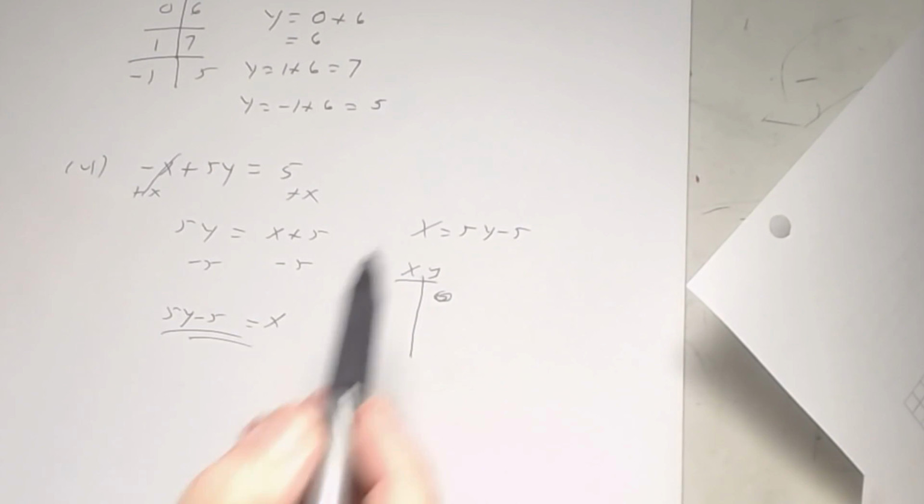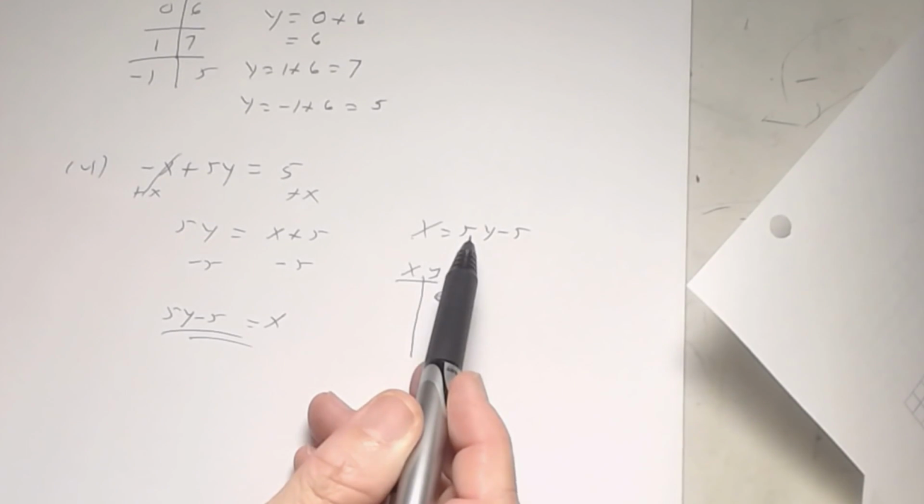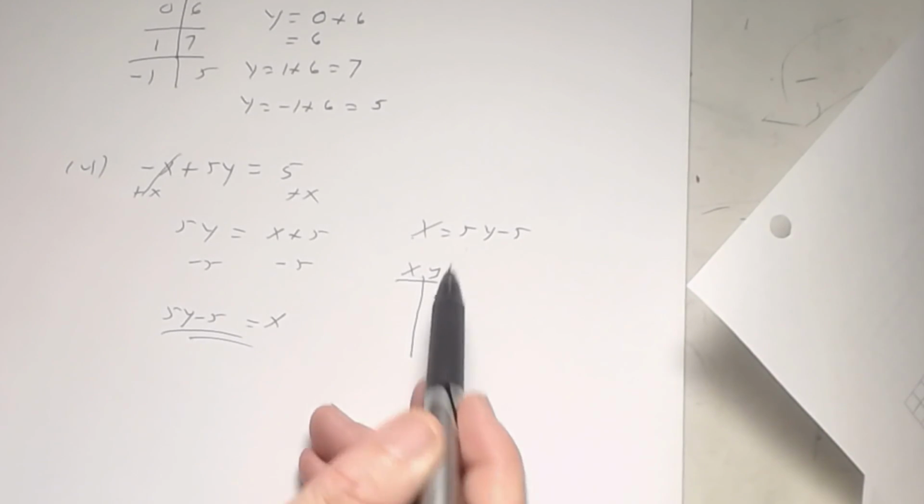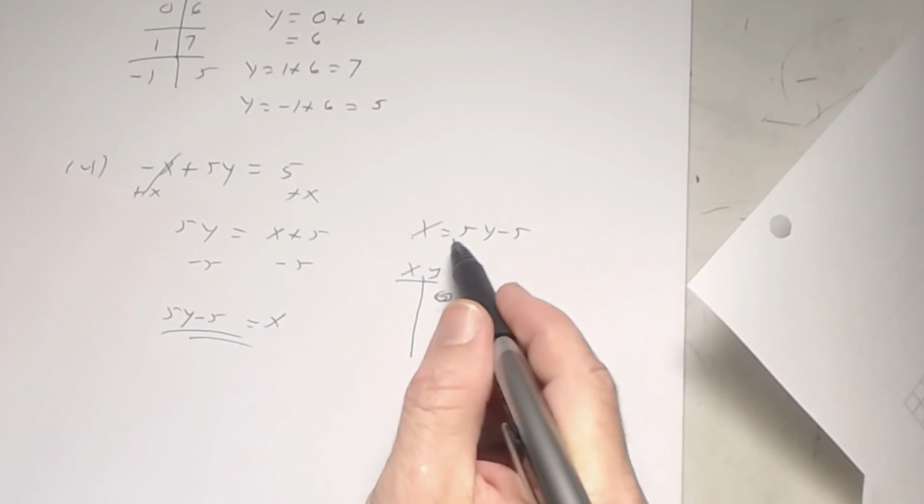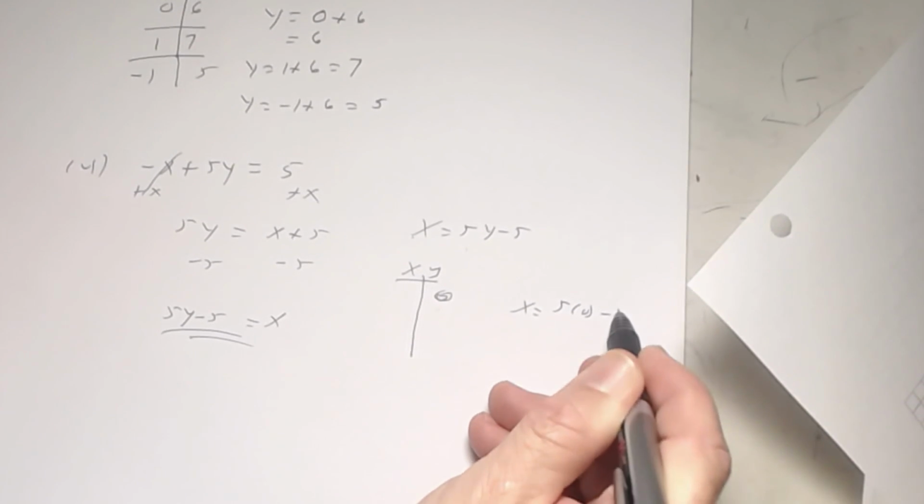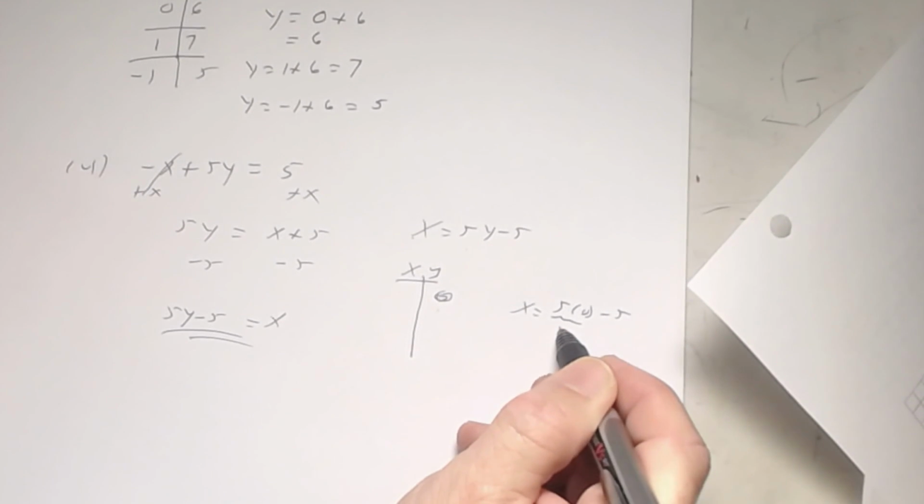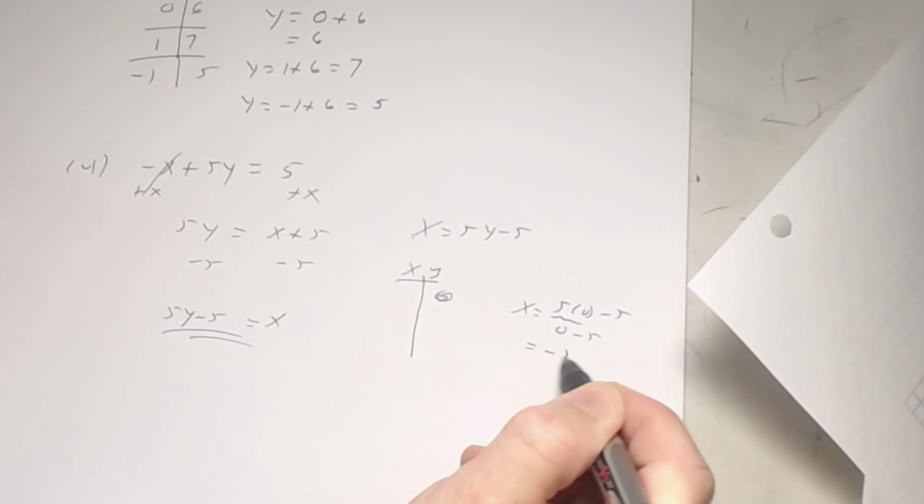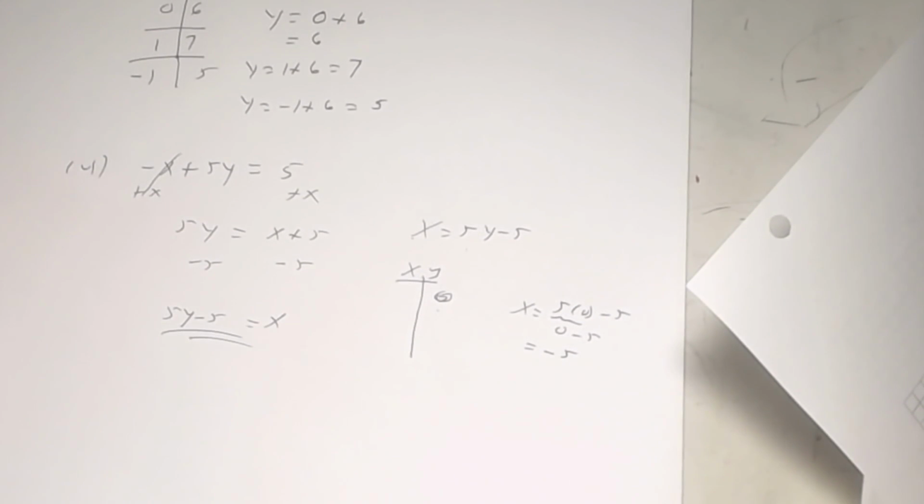So just remember, you're trying to find x, so you've got to give a value for y. So if y is 0, let's find out what x is. So x equal 5 times 0 minus 5. What's 5 times 0? 0. And 0 minus 5 is negative 5. Okay, but now that's the value of what letter, though? X. So now you plot the point negative 5, 0.